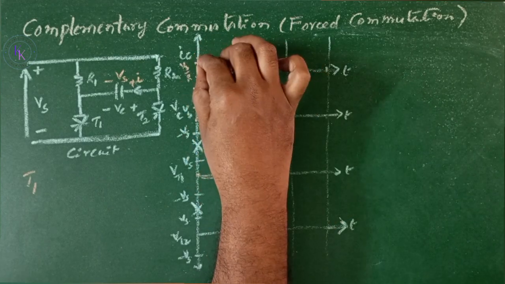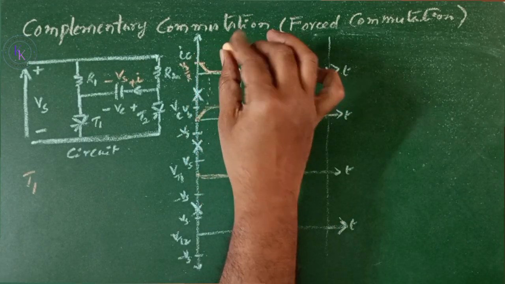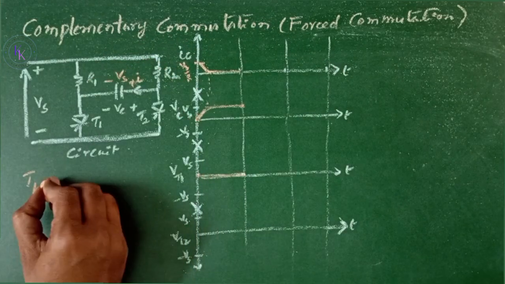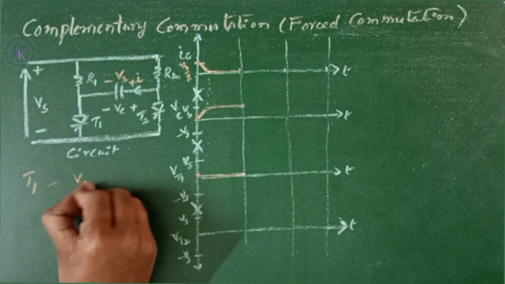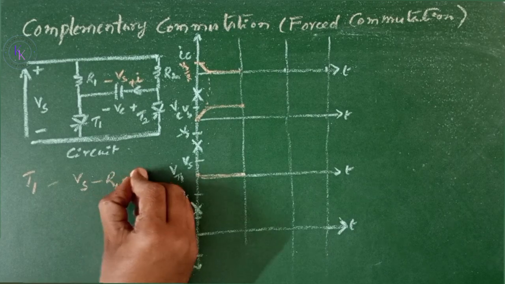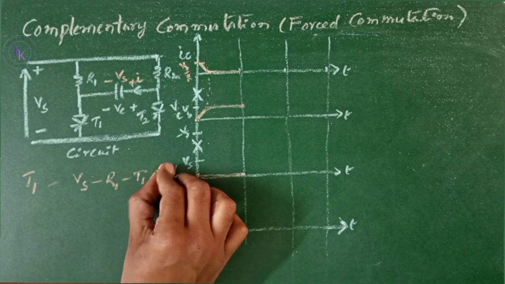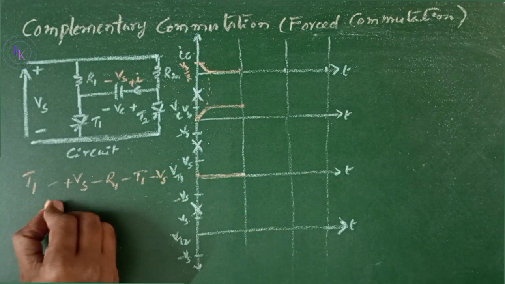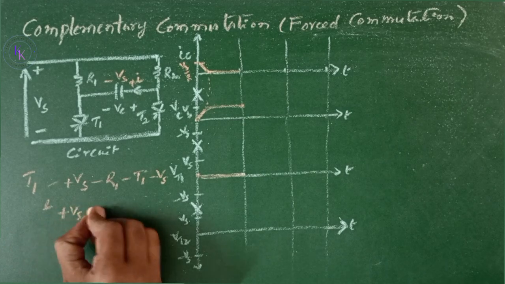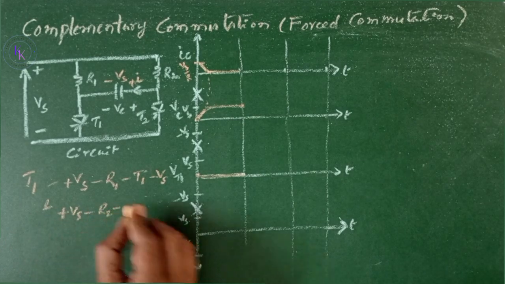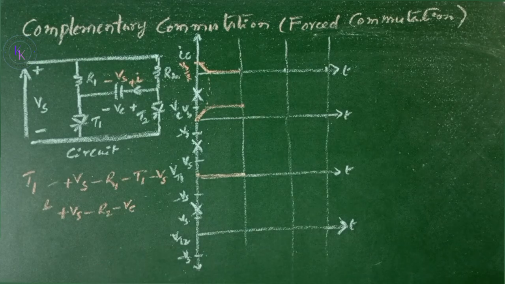Here, this is the current waveform. When T1 is on, the current flows from Vs to the load R1, to T1, and back to Vs negative. Also, the current flows from plus Vs through R2 to the capacitor C and charges the capacitor.